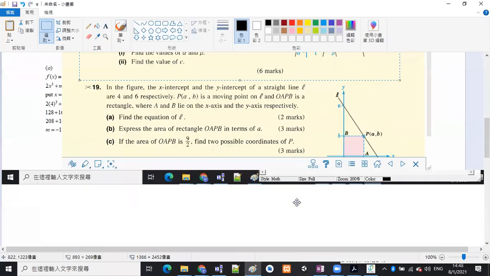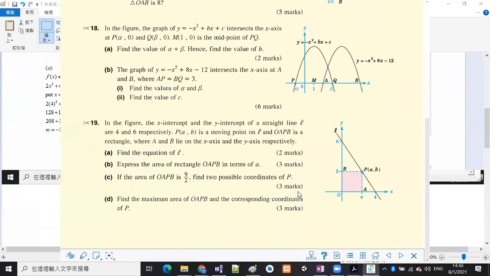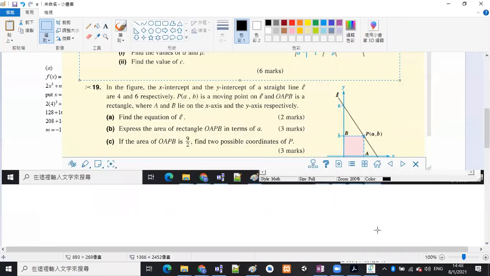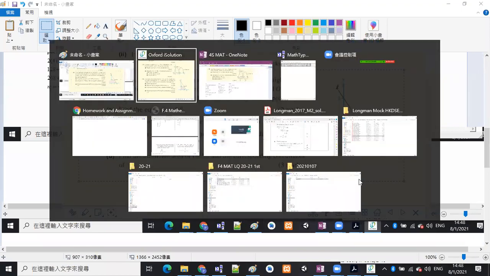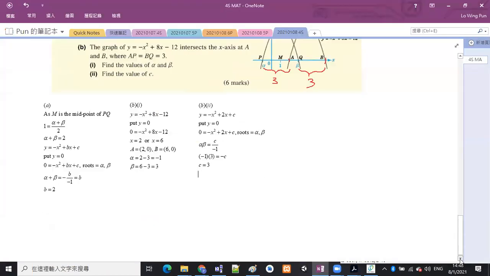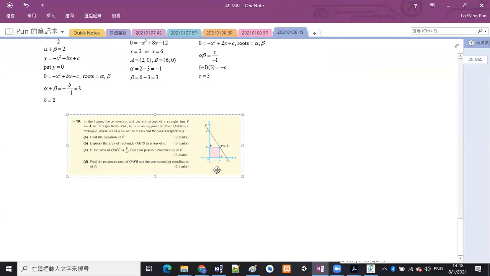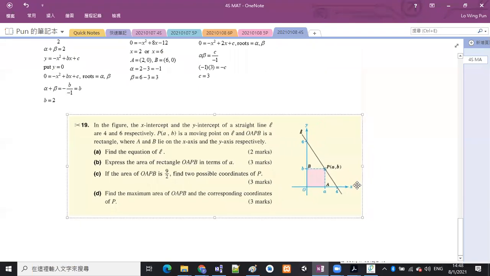Okay, last one. Number 19. In the figure, the x-intercept and y-intercept of a straight line L are 4 and 6 respectively. Okay, and P is a moving point on L. And OAPB is a rectangle where A and B lie on the x-axis and y-axis respectively. Find the equation of L.